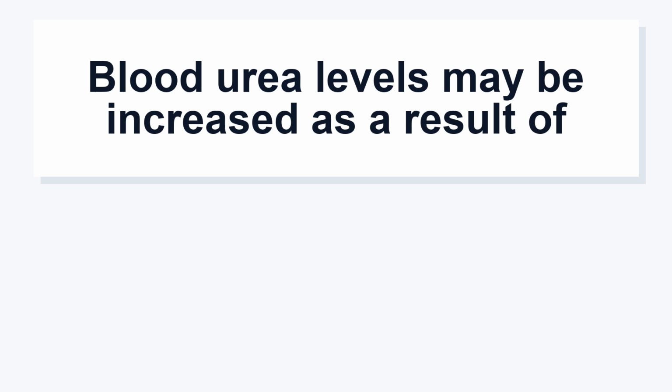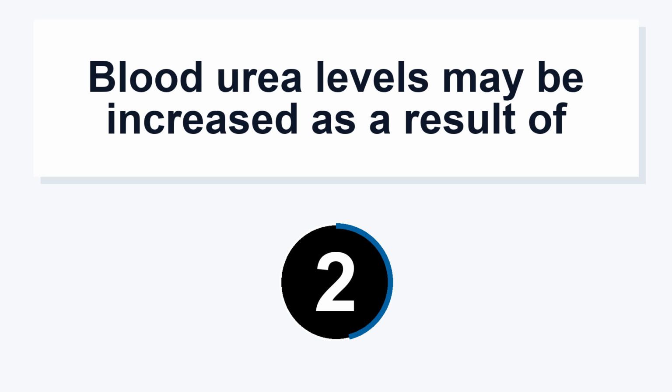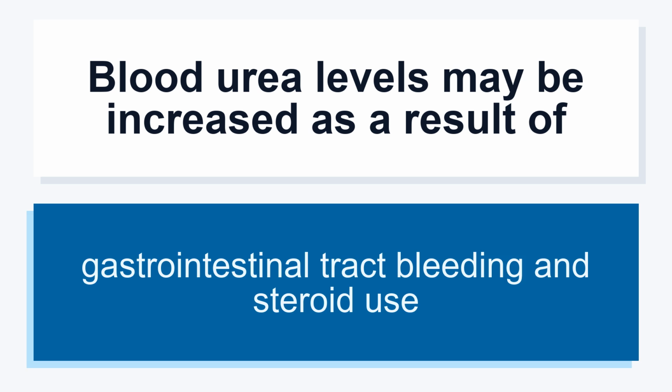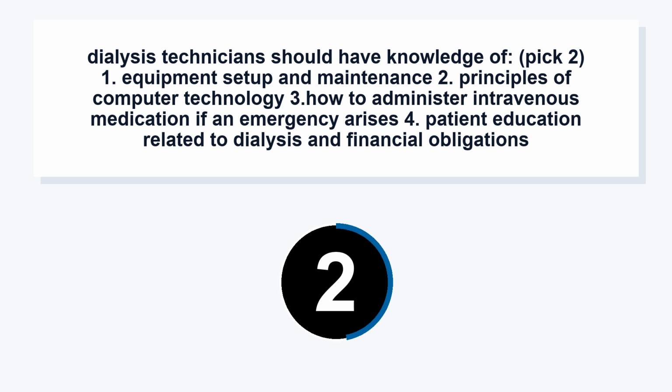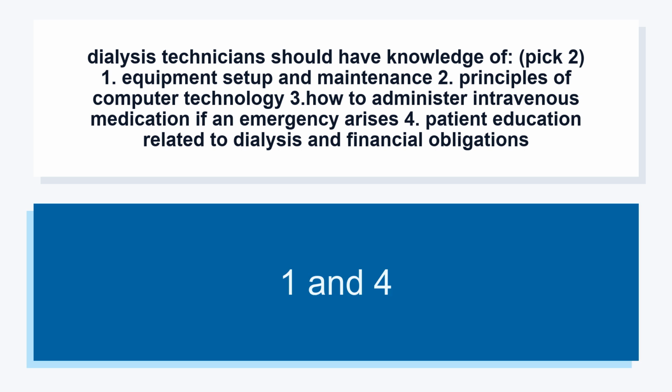Blood urea levels may be increased as a result of gastrointestinal tract bleeding and steroid use. Dialysis technicians should have knowledge of: 1. Equipment setup and maintenance. 2. Principles of computer technology. 3. How to administer intravenous medication if an emergency arises. 4. Patient education related to dialysis and financial obligations. 1 and 4.